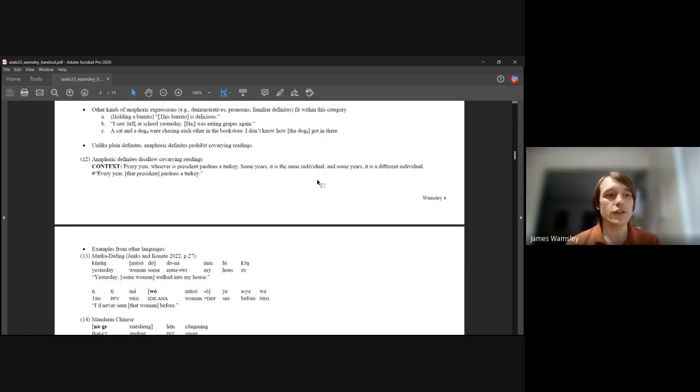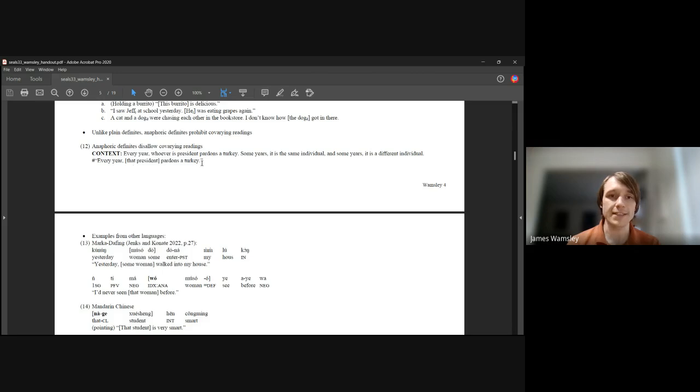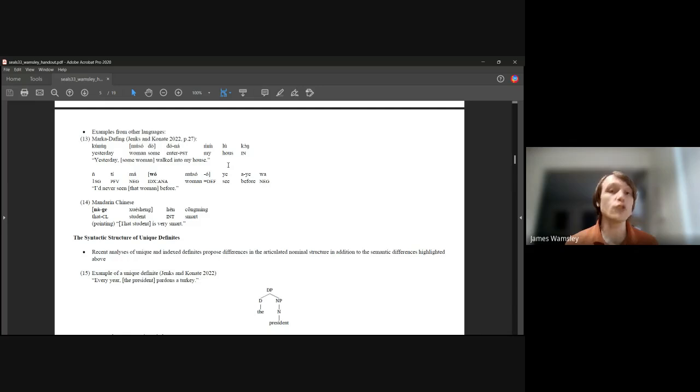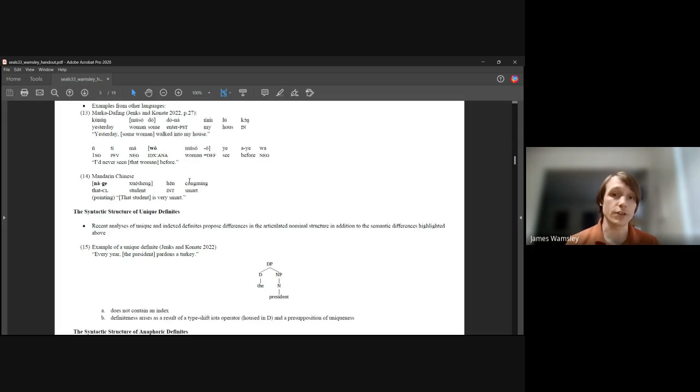Again, covariation is an identifying feature of these two categories. Anaphoric definites disallow covariant readings. So we have a sentence like, every year that president pardons a turkey. This cannot be felicitously used to refer to different presidents in different years. And again, two examples from Marka Dafing and Mandarin Chinese. We see in Marka Dafing an additional component in an anaphoric definite, this prefixal element. And then in Mandarin Chinese, an overt demonstrative expression is used for an indexed anaphoric definite.